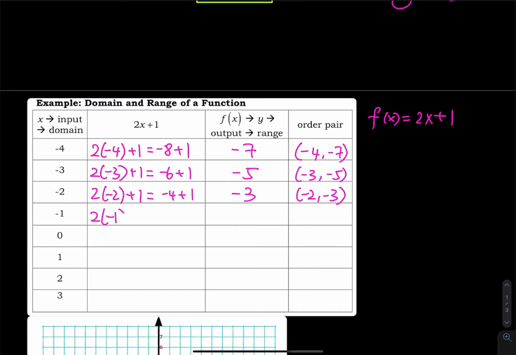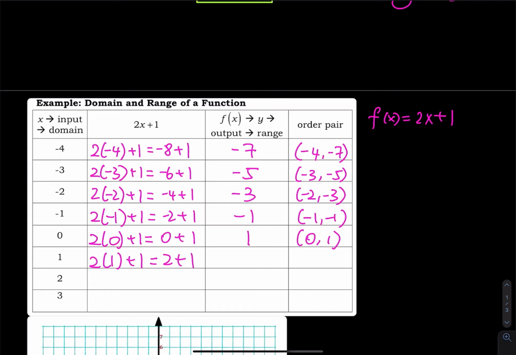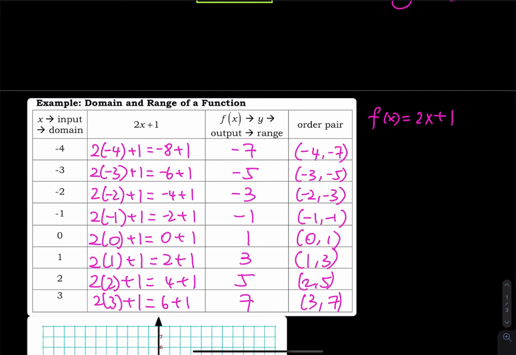You double -1, you add 1 to it, so that is -2 plus 1 equals -1, then you have -1 comma -1. 2 times 0, you add 1 to it, 0 plus 1, then you get 1, then you have 0 comma 1. 2 times 1 plus 1, you get 2 plus 1, that equals 3, and then we have 1 comma 3. And then 2 times 2 plus 1, 4 plus 1, you get 5, then we have 2 comma 5. And then the last thing, 2 times 3 plus 1, you have 6 plus 1 equals 7, so you have 3 comma 7, and then you plot these points.